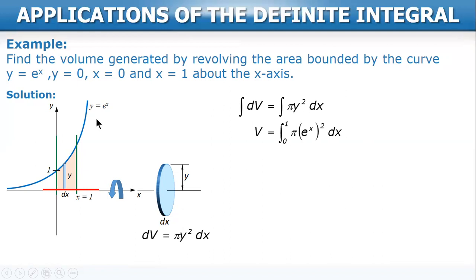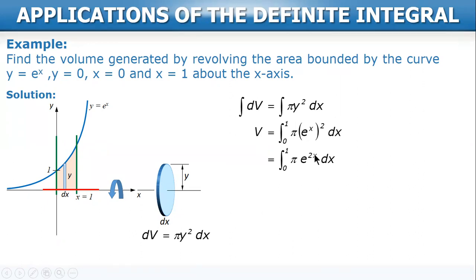So you replace y by e raised to x. By law of exponents, this becomes pi times the integral of e raised to 2x dx. Now, this is not a standard form. Our standard form is the integral of e raised to u du. So in order to transform this to standard form, we have to change 2x to u so that we will have e to the u.